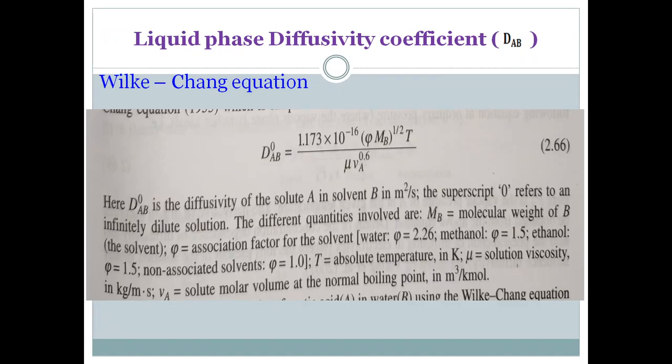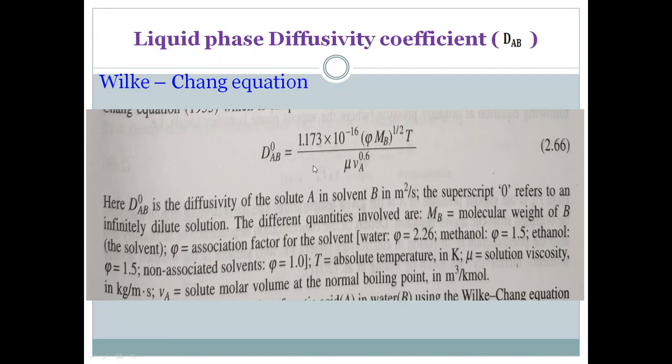Okay, now for liquid phase, D_AB^0 is the diffusivity of solute in solvent in meter square per second. The superscript 0 refers to an infinitely dilute solution, meaning solute A is very dilute. Then 1.173 × 10^-16 times (φ M_B)^(1/2) T.